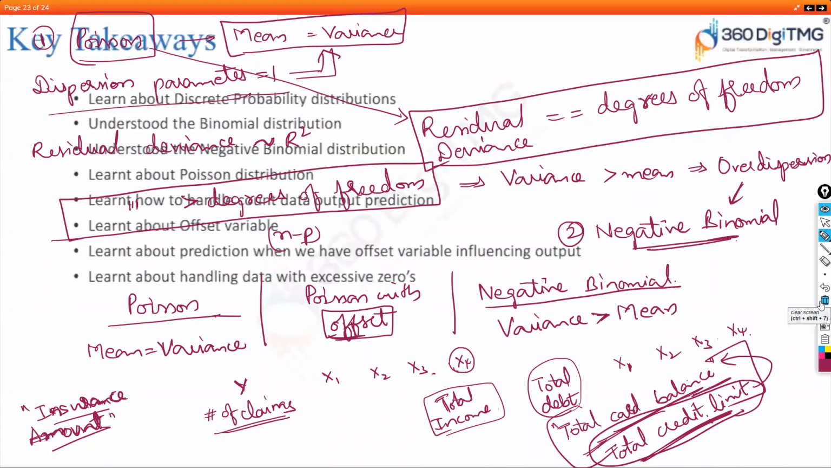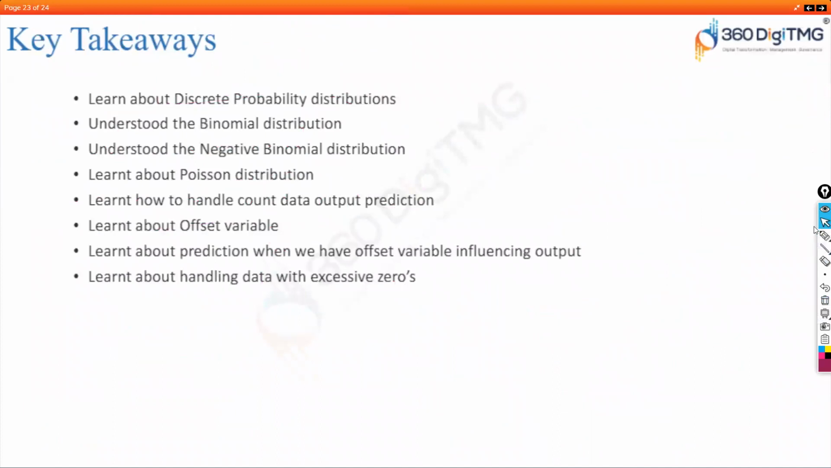Okay. So I think with this theory, with this understanding, we shall now proceed further with Poisson regression and negative binomial regression. And once we are done with this, we shall, in theory, talk about zero inflated models. What do you mean by zero inflated models? But even before that, one more discussion.